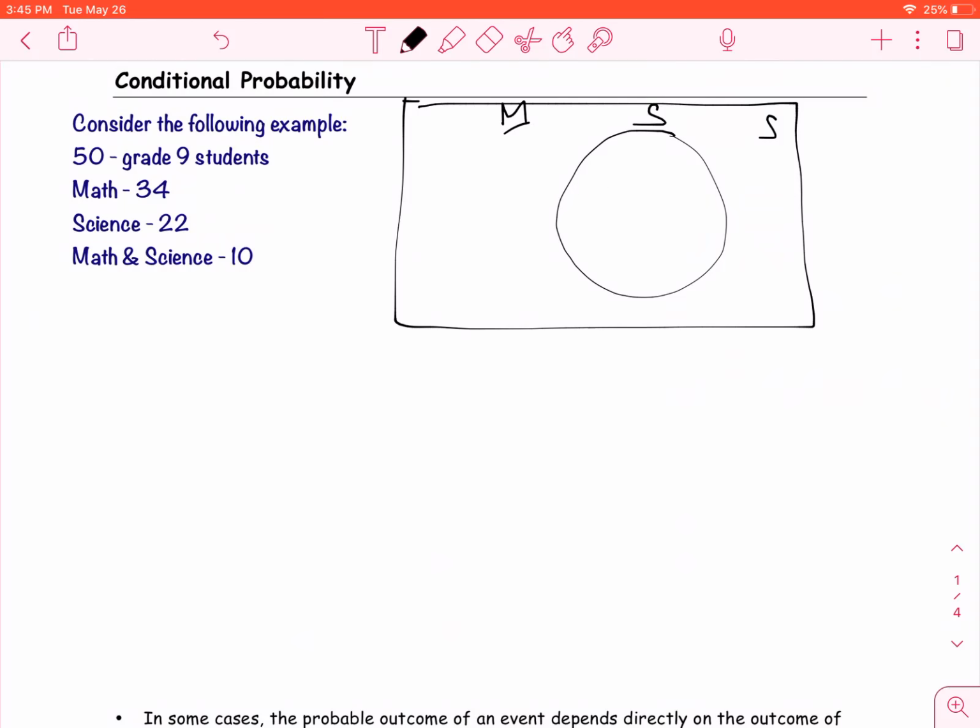Oops, I lost that. Let me go back. Okay, and then students who like math, so 34 take away 10 leaves us with 24 students who just like math. And then for science, we got 22 students, so 22 subtract 10 leaves us with 12 students.